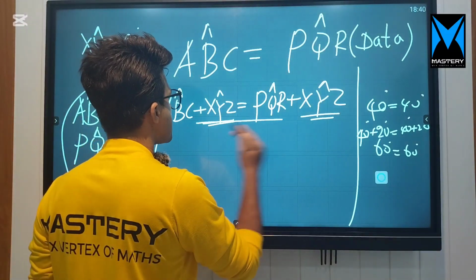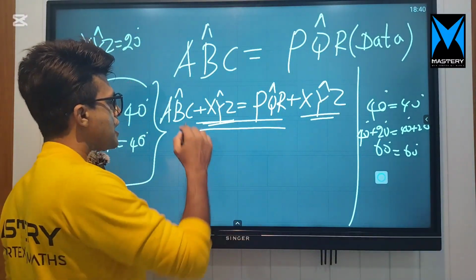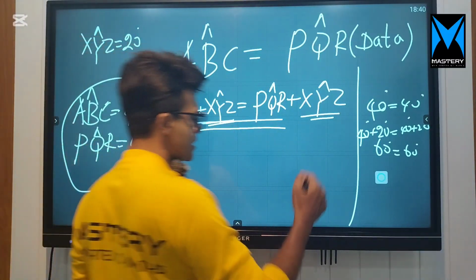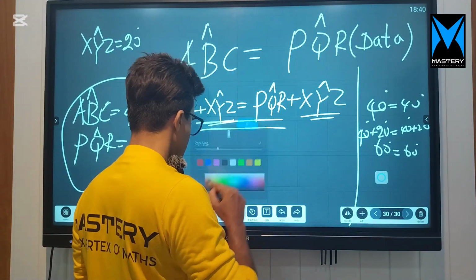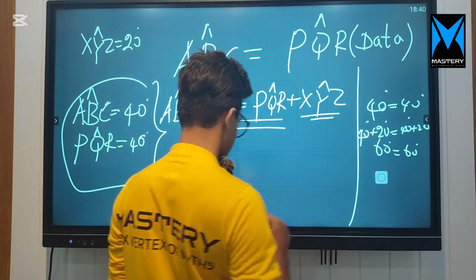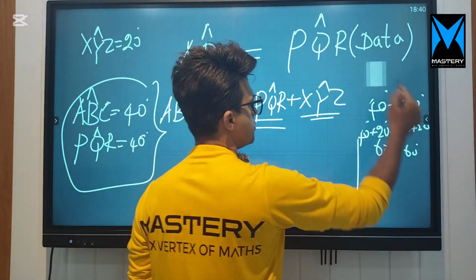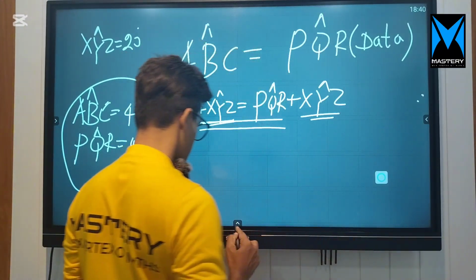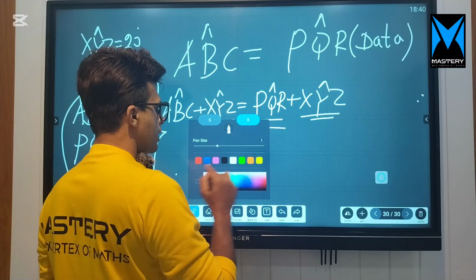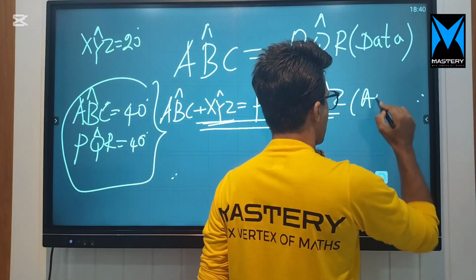So angle ABC equals angle PQR. The reason you need to write here is second axiom. This is the second axiom, axiom 2.